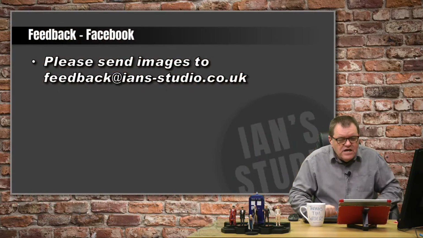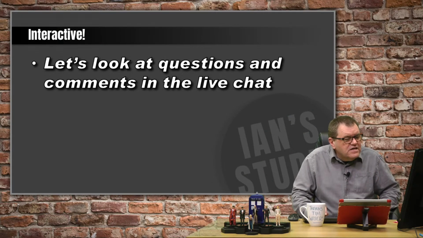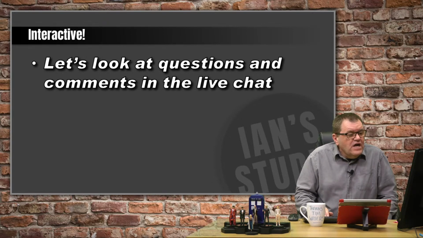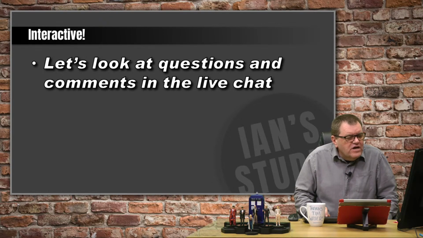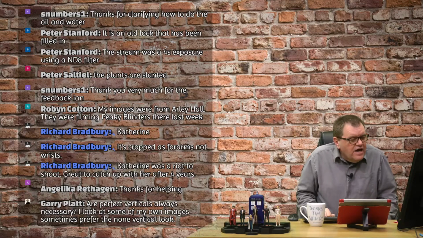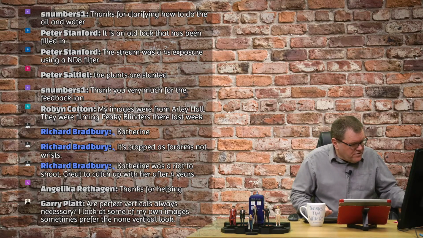Right, let's carry on. We've got just a couple of things to say. Oh, right, okay. Yeah, some of the older ones on here. Oh, Robin was saying Arley Hall. Of course, it's Arley Hall, and they were filming Peaky Blinders there. Oh, right, okay. Rick was saying it was Catherine. I got the wrong model, yeah, a bit of a riot to shoot, he says in the chat. Okay, right, let's just move on now because I've run out of time.